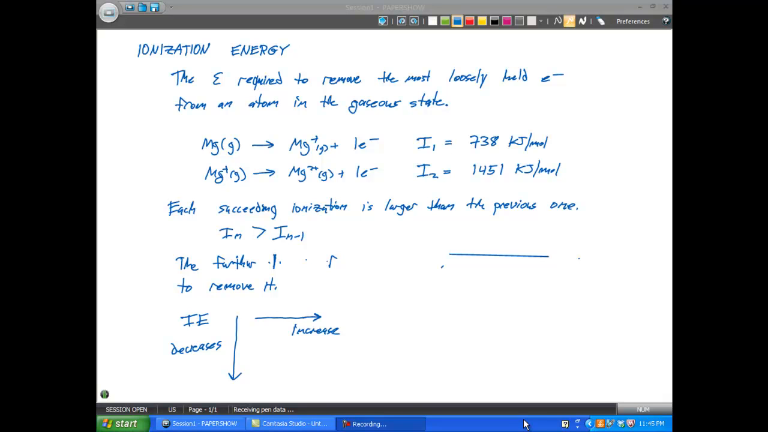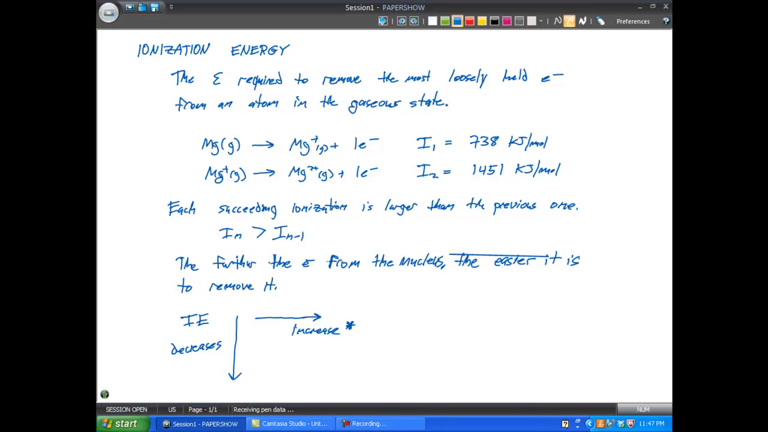So one of the things that I have to indicate is I need to put a star here next to the increase, because this isn't going to be a linear trend. There is a jagged trend in this ionization energy. So to investigate this trend, let's look at the elements in the second period of the periodic table.